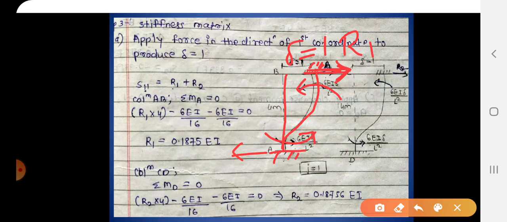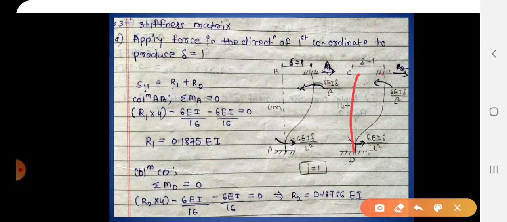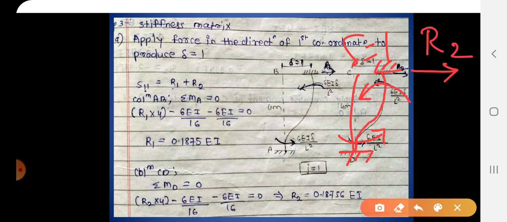Again, on similar lines, consider the free body diagram of column CD. D is fixed, C being distorted, delta is equal to 1. Due to sway, moments get introduced, minus 6EI delta by L square, minus 6EI delta by L square. Therefore, reaction R2 will get produced towards right.